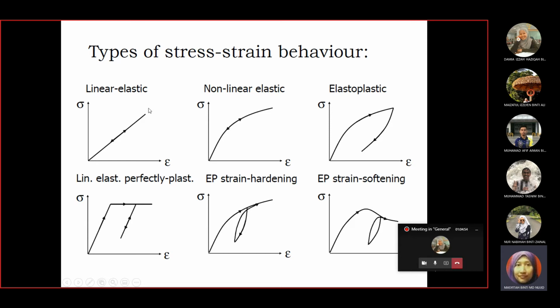Okay, linear elastic ni I think that every one of you dah faham lah, dia bersifat garis lurus lah. Kalau non-linear ni dia bersifat elastik tapi dia bukan garis lurus, macam you compare dekat bahagian kiri ni. Elastoplastic, they will behave as elastic and then dia bawa masuk plastic behavior. Kalau kata linear elastic perfectly plastic, this is the pattern of the stress strain behavior.